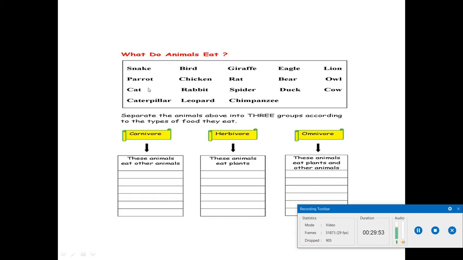So here there is a list of animals. Let me read it once for you. Snake, parrot, cat, caterpillar, bird, chicken, rabbit, leopard, giraffe, rat, spider, chimpanzee, eagle, bear, duck, lion, owl, cow. So these animals, you have to classify into different columns based on their nutrition, based on their eating habit, that is carnivore or herbivore or omnivore.